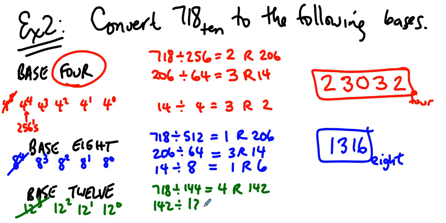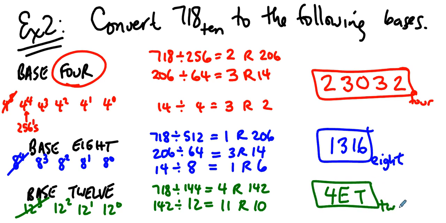And that 142 gets distributed among the 12's place and the 1's place. So how many 12's are there in 142? Well, there are 11 with 10 left over. So there are 4 groups of 144, there are 11 groups of 12, and 10 ones. That's our number in base 12.